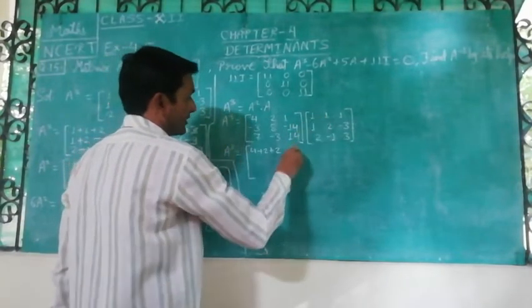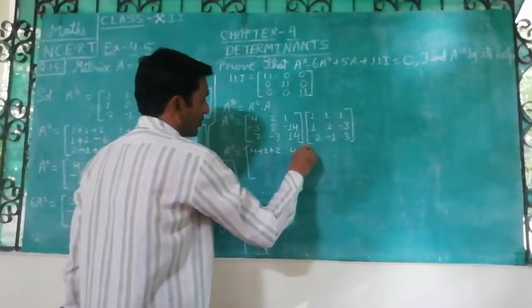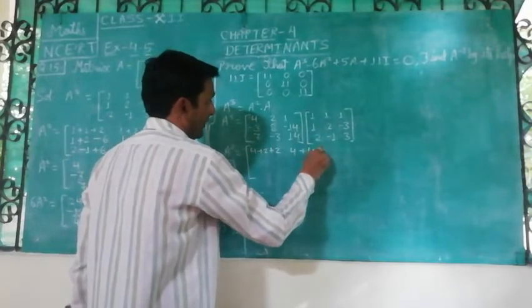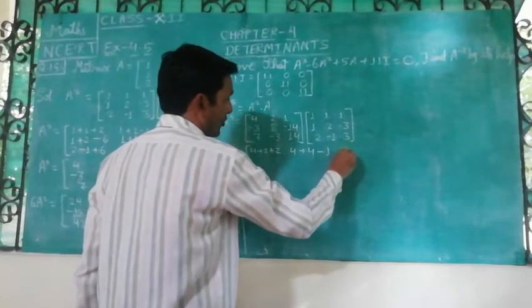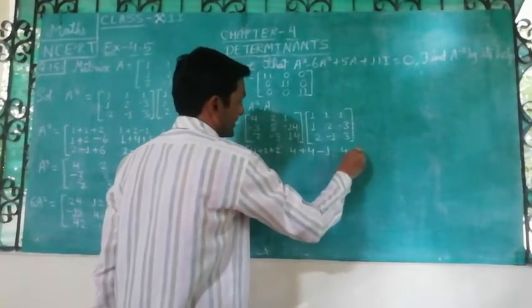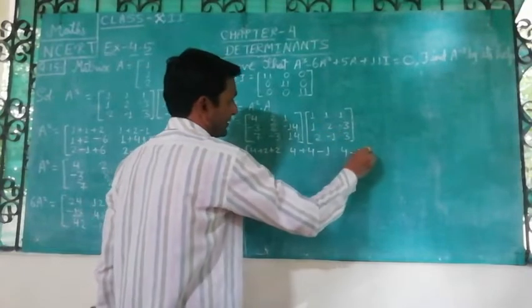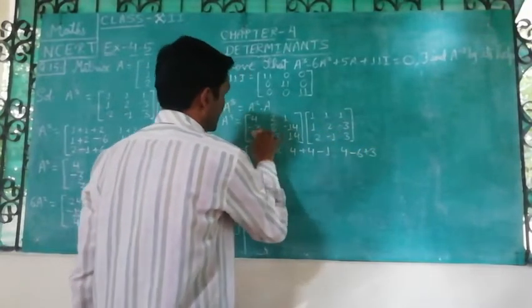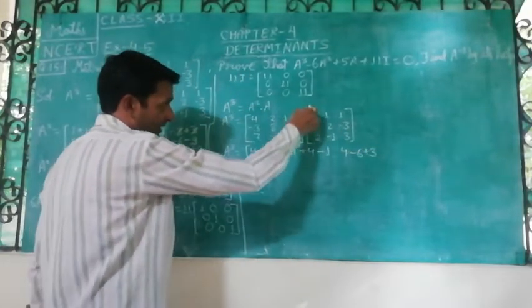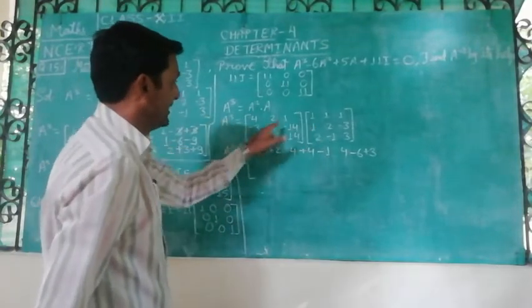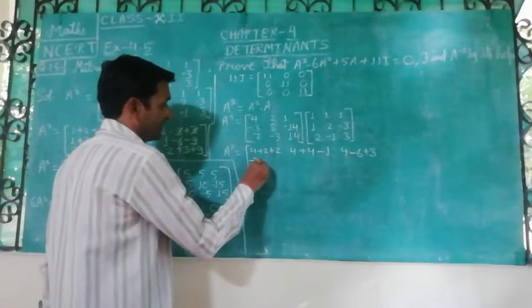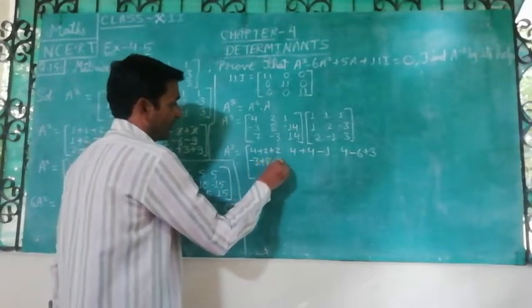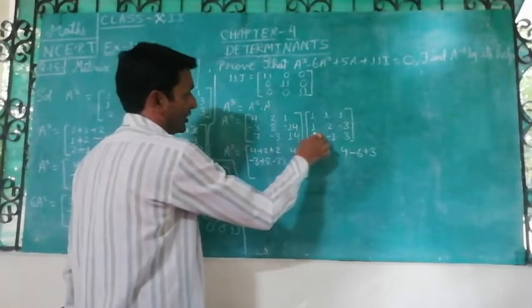Now 4 1s are 4, plus 2 2s are 4, plus, no, minus, because 1 into minus 1 is minus 1. Now 4 1s are 4, minus 3 2s are 6, and then plus 1 3s are 3. Now this minus 3 is this row will be multiplied by this. Minus 3 plus 8 minus 28, because 14 2s are 28.